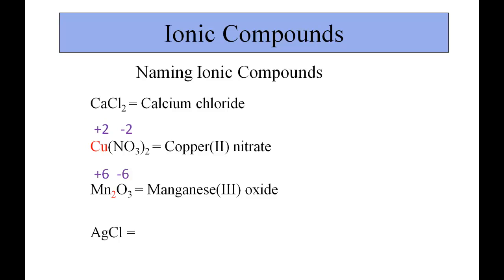The last example has silver and chlorine in it. We write it down in its two parts. The positive part is silver, which we write down as normal. And the second part is chlorine, but it's a monatomic anion, so we write it down as chloride. If you look up silver on the periodic table, you'll find out it is a transition metal, but does not have more than one charge. So there is no reason to write out its Roman numeral for its charge. We just write it out as silver chloride.